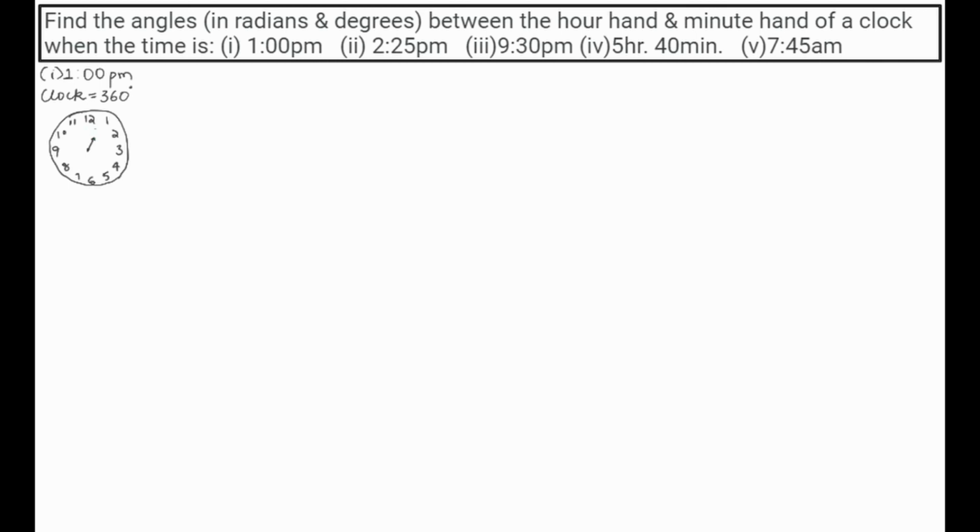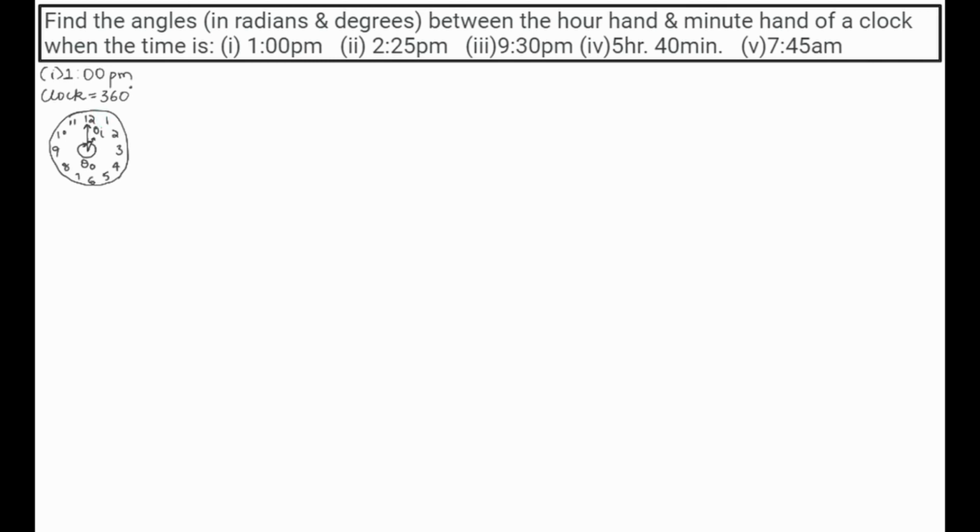So they have asked us to find the angles between the hour hand and minute hand. There are two angles here. That is the exterior angle, the outer angle between the hour hand and minute hand, that is theta O, and the inner angle, the angle between the minute hand and the hour hand, that is theta I.